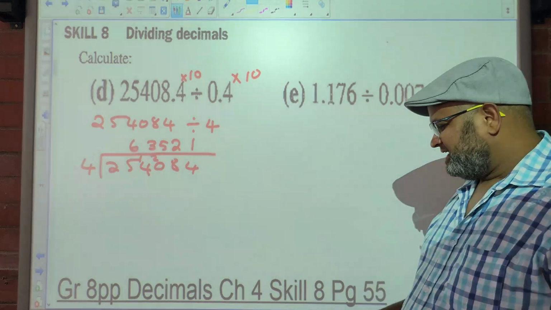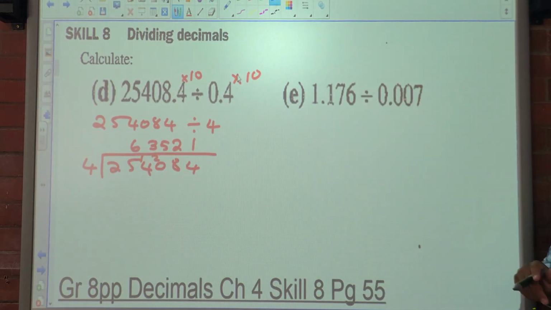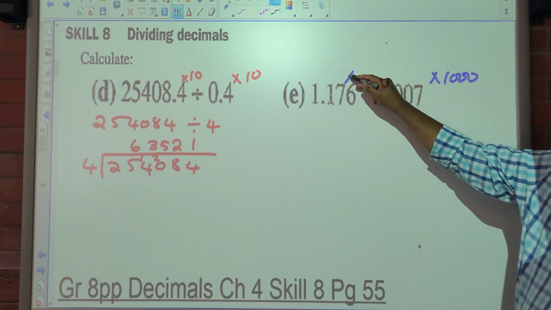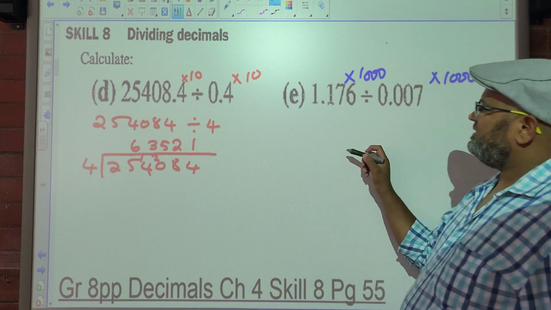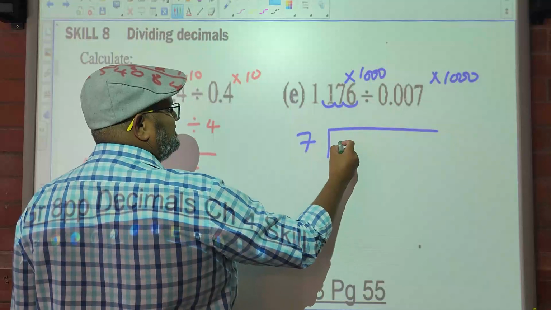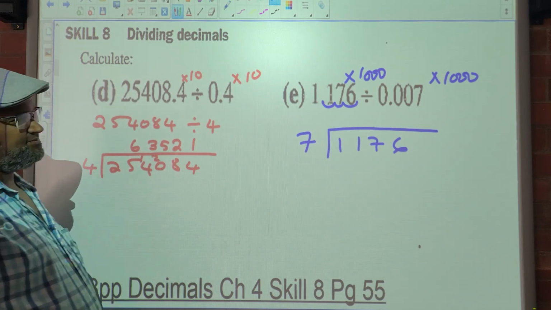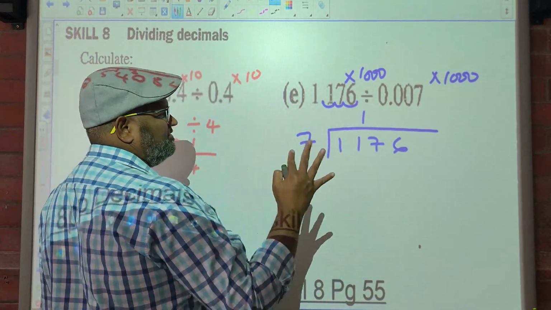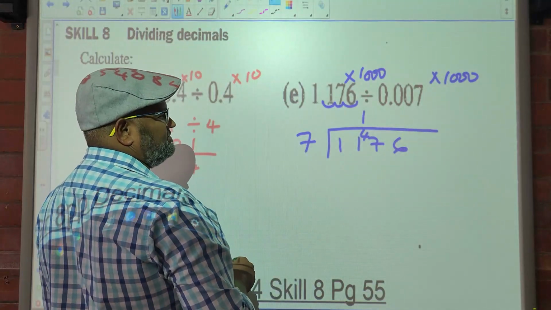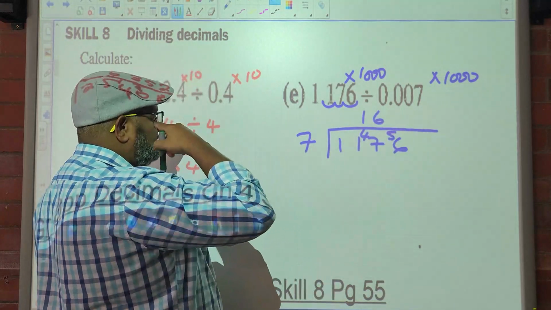63,521. The next one. What must we multiply this divisor by? 1,000. That will move it 3 units. So this will be 7 must be divided by 1, 2, 3. 1,170. 7 going into 11 how many times? 1. Remainder? 4. 7 going into 47 how many times? 6. There's 42. Remainder? 5. 7 going into 56 how many times?